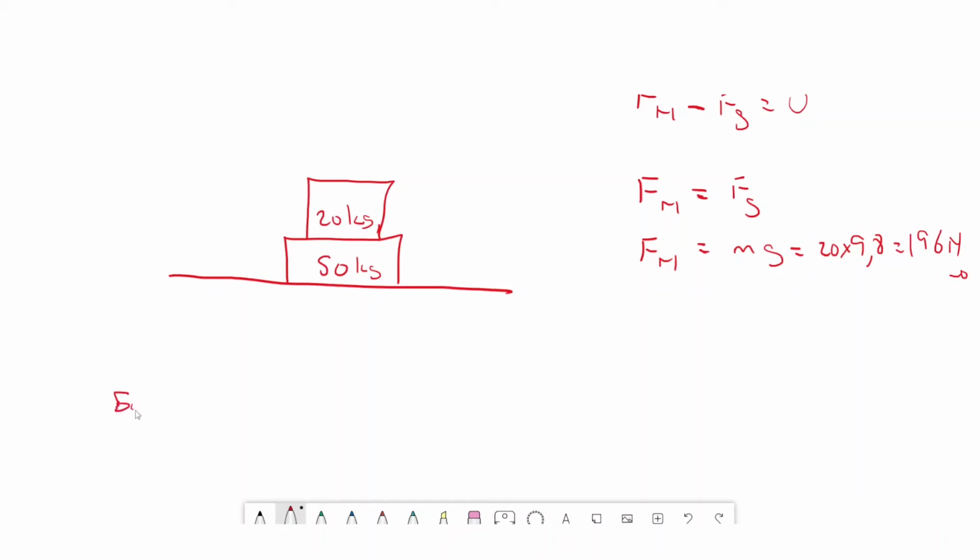If you look at the 50 kg box, it is going to feel this force. There's a box on top of it, so it's going to feel a force due to that box. Let's call that force F. If I call this M1, I call this M2, this is going to be the force that 2 exerts on 1.